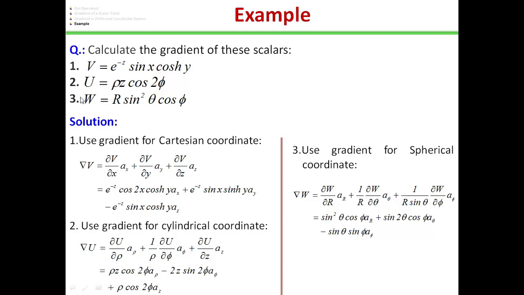And in the third question, W is given in the spherical coordinate system, that is r, theta and phi. So in the spherical coordinate system, gradient of W can be written as (∂W/∂r) ar plus (1/r)(∂W/∂theta) a theta plus (1/(r sin theta))(∂W/∂phi) a phi. So after putting the value of W and differentiating with respect to r, theta and phi, finally we will get del W is equal to sin 2 theta cos phi ar plus sin 2 theta cos phi a theta minus sin theta sin phi a phi.